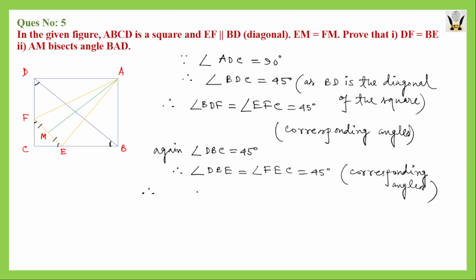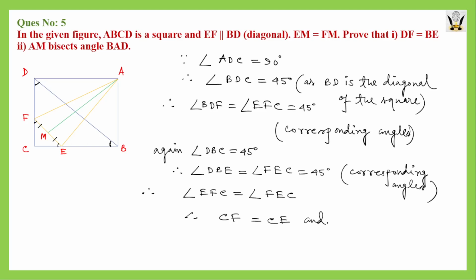So what we can see here is that angle EFC will be equal to angle FEC because these two angles are 45 degrees. So we can say that this triangle CFE is an isosceles triangle, and so the sides opposite those two equal angles will also be equal. So we can say CF will be equal to CE.